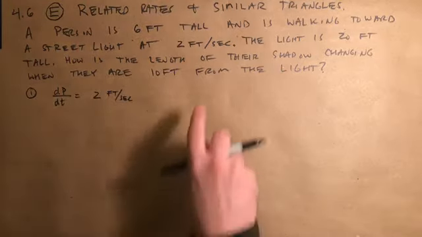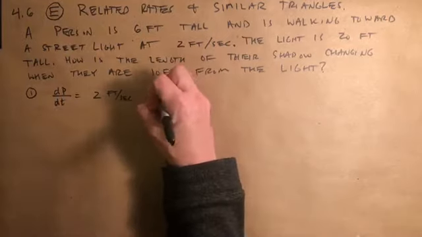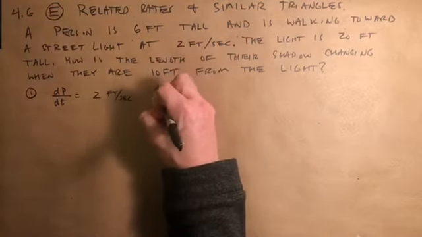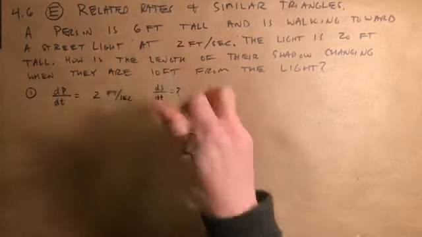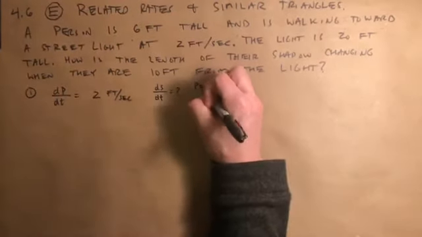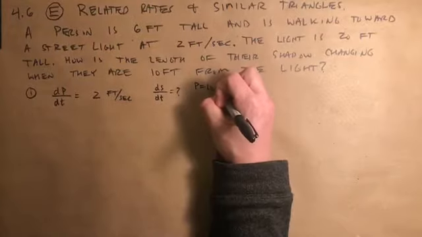Now, what are we asked to find? We're asked to find how the shadow is changing. I'm going to call that ds dt. And we need to know that when that distance, when p is equal to 10 feet.